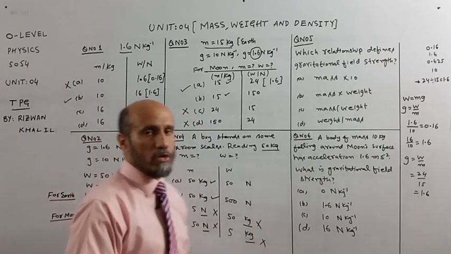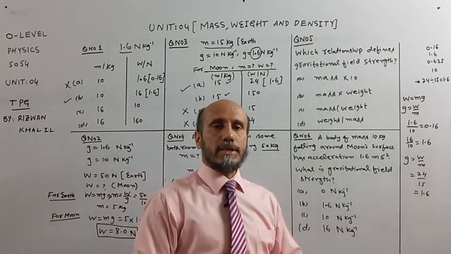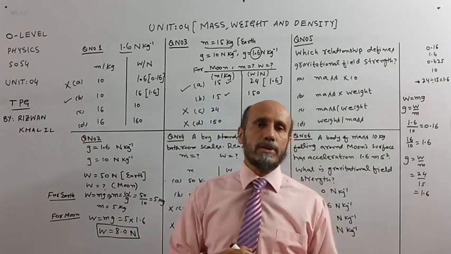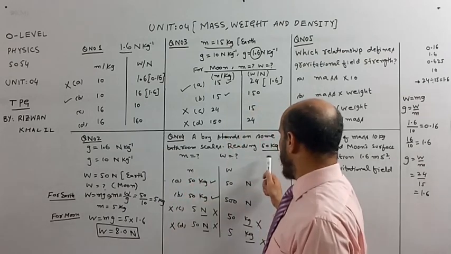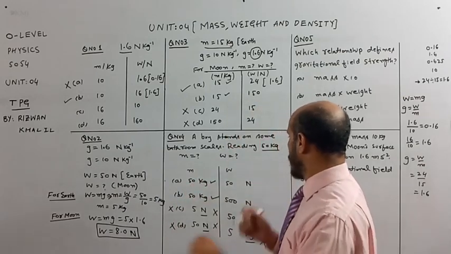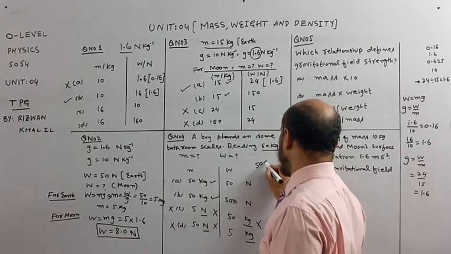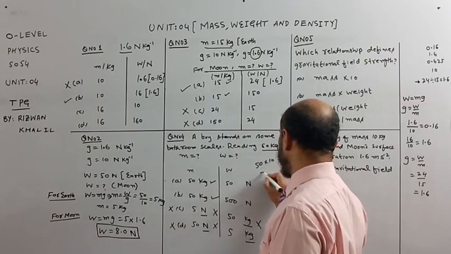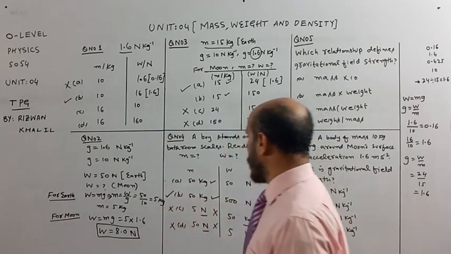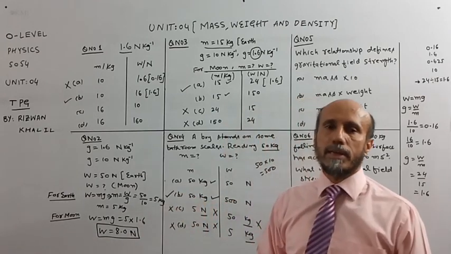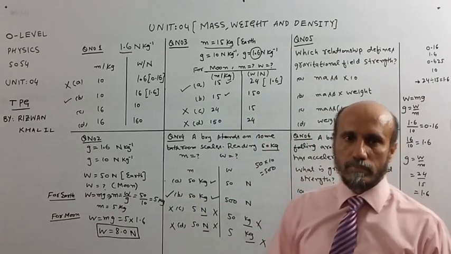Now for the surface of the earth, what is the formula of weight? W is equal to mg. Mass was 50 kg. So 50 into 10 is equal to 500. So which option is the correct option? Option B is the correct option.